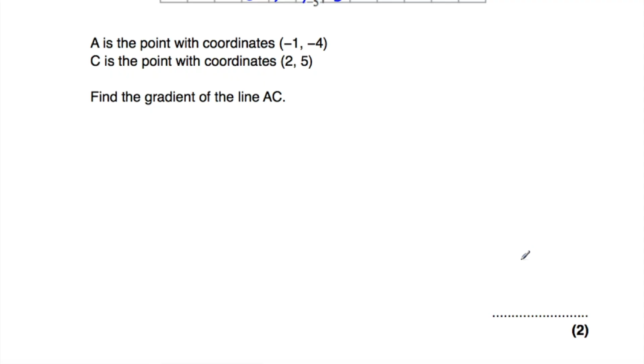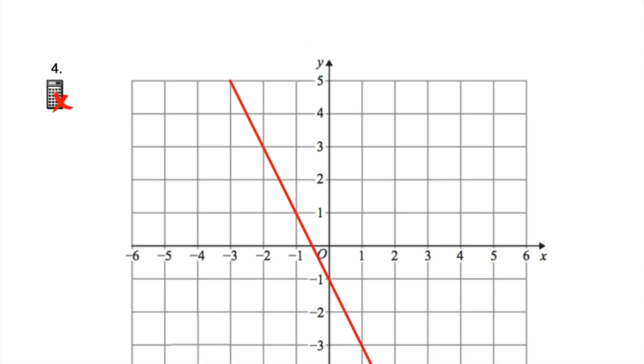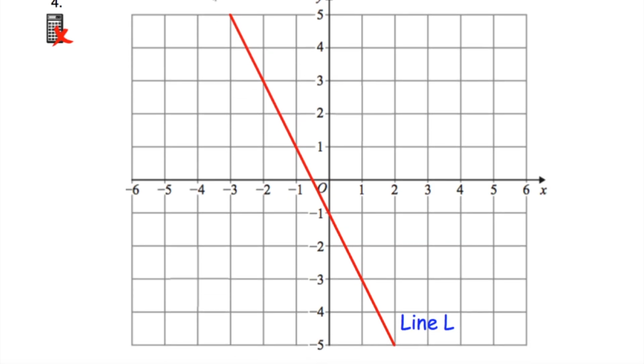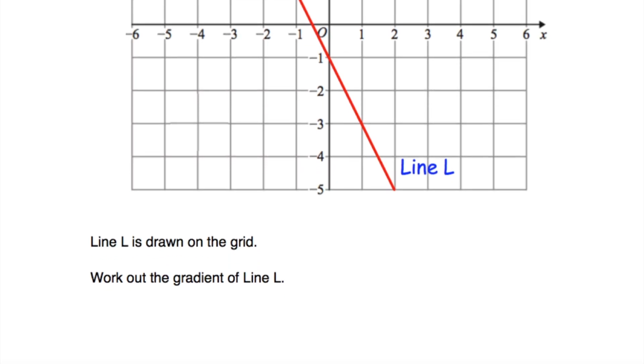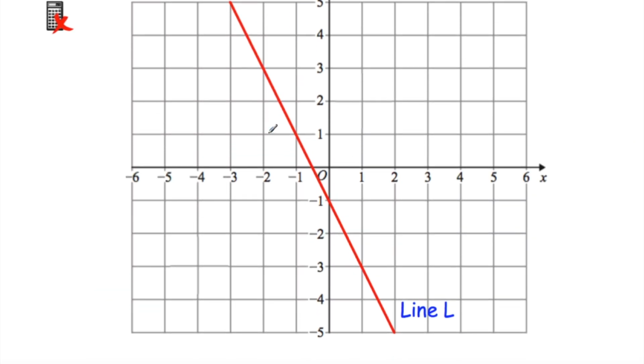So the answer to that question is 3. Okay, let's look at our next question, question number 4. We've got this grid and we've got the line on it, the line L, and the question says to work out the gradient of that line. So we just need to work out the gradient of this line.